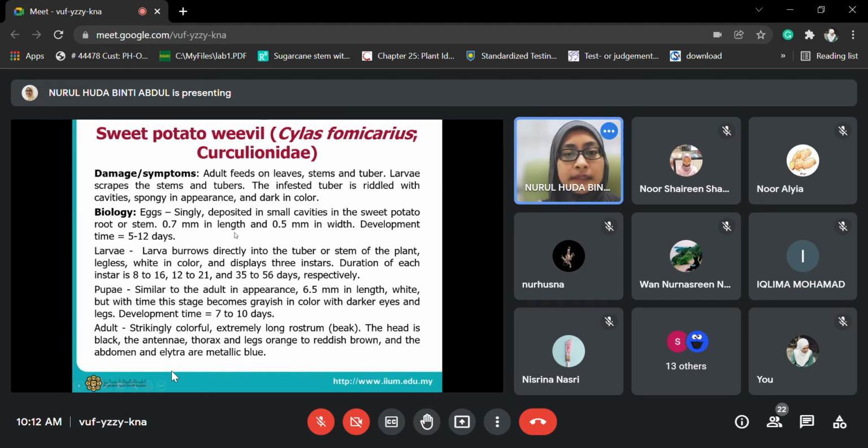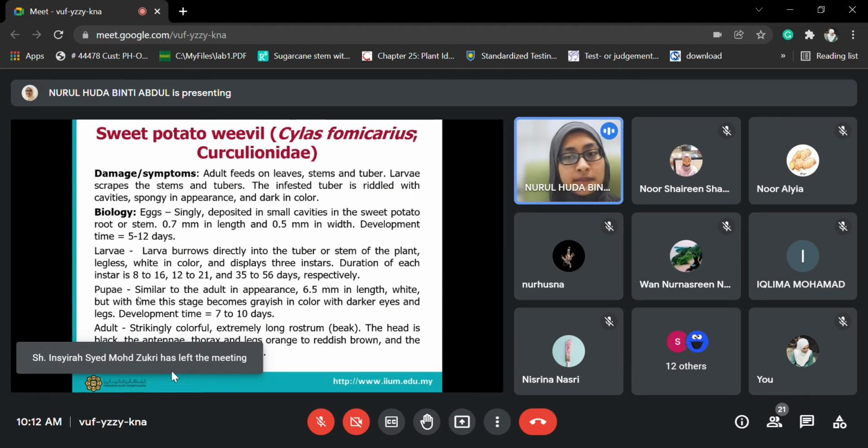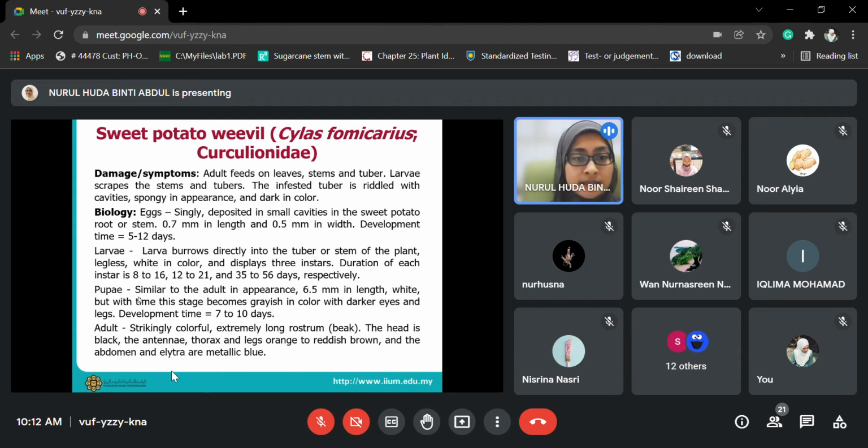And then usually the adult will scratch the surface of the area where they want to lay eggs. Okay, bila dia scratch and then they insert dia punya eggs dekat tempat yang dia scratch. And the development time is between 5 to 12 days, meaning development of the eggs. And then when the eggs hatch, the larvae will directly burrow into the tuber, since tadi the mother atau the adult dah scratch kan tempat yang dia lay eggs.